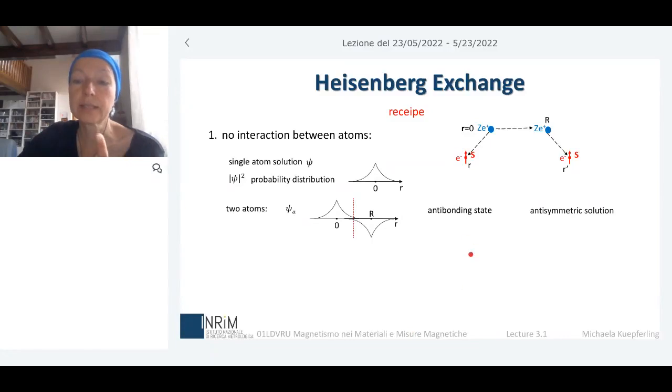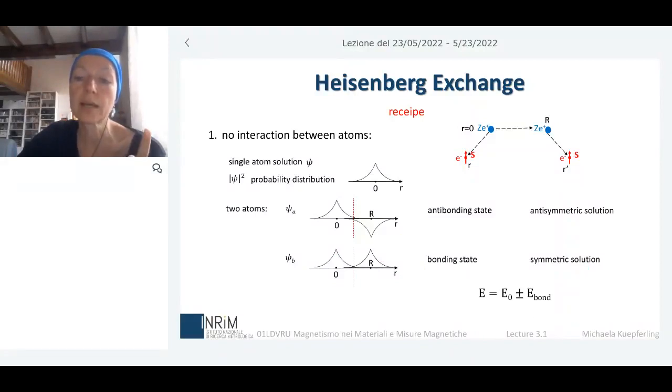In this case, this would be called the antibonding state. On the other hand, you can have this combination of the wave functions, and you will find that here in the middle you have a probability to find electrons between the two atoms, and this is called the bonding state. So this would be an antisymmetric spatial solution. This would be a symmetric solution.